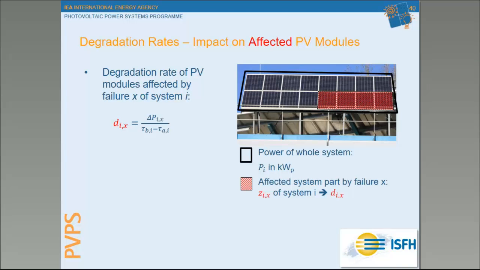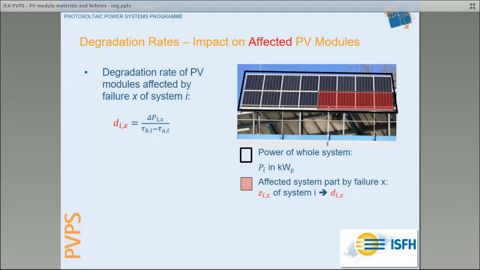So this is an overview of the occurrence, but we wanted to assess the failure of the modules and the system with respect to the power loss, and we have developed a method to calculate the degradation rate of PV modules. As you can see from this image on the right-hand side, the red covered modules are the failure-affected modules. And first of all, the calculation, as you can see on the left-hand side, is for these affected modules. So there is a degradation rate.